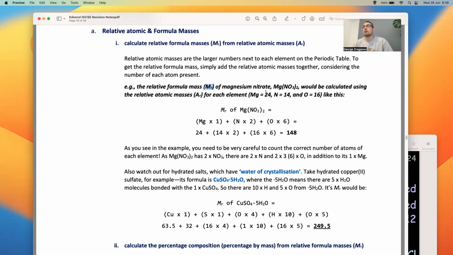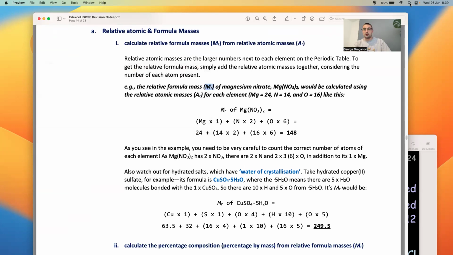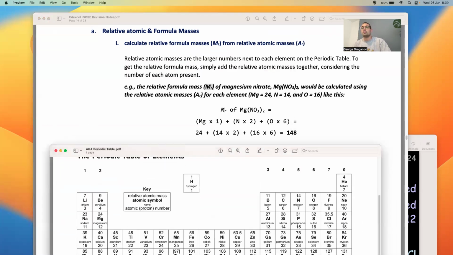So an example would be this one. Now you do need a periodic table for this. I'm just going to put one on the side just to show you where I'm getting the values from. So Mg, always the bigger number. If the periodic table is the bottom number, then it's the bottom number. Always look at the key. We need the relative atomic mass, not the proton number.